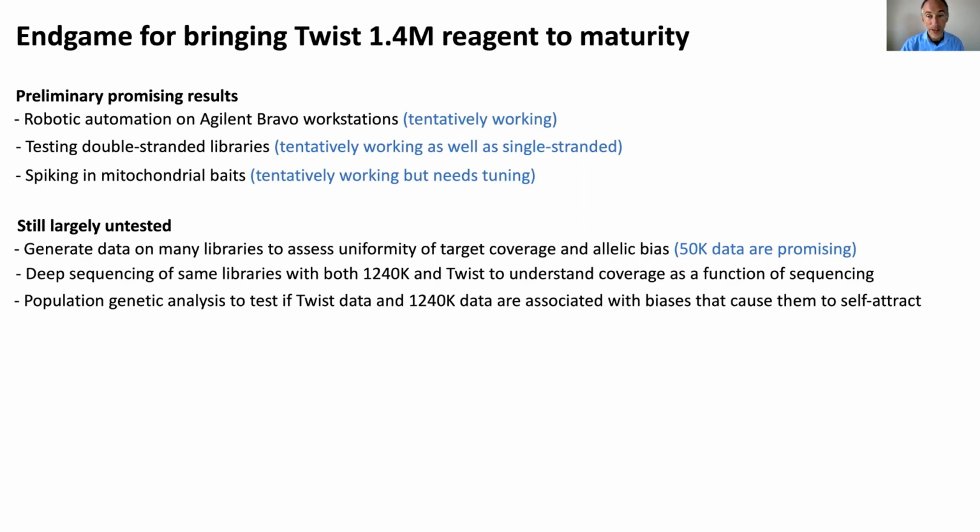We'd like to do population genetic analysis to test if Twist data and 1240K data are associated with biases, with Twist process samples looking more like other Twist process samples and 1240K samples being more similar to other 1240K process samples. That would be a problem for us because there's so much legacy data produced by 1240K that even if Twist is a more efficient technology, if it can't be easily co-analyzed with 1240K data, that's a severe drawback. So we want to understand if there are biases, and if so, how we can mitigate them.